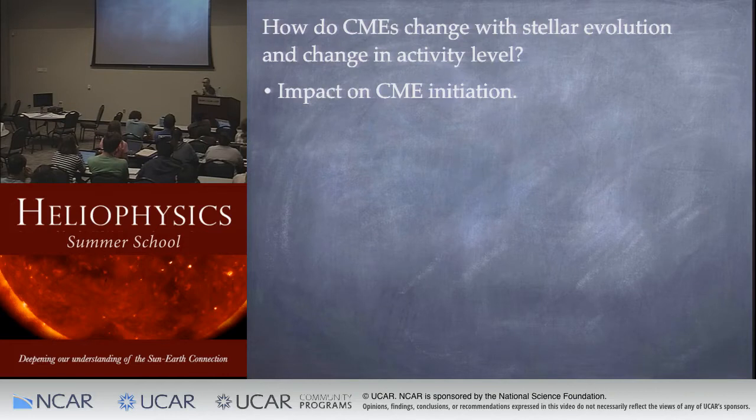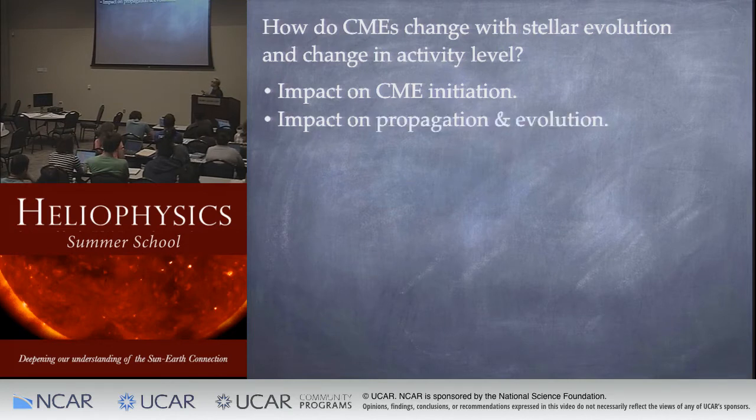Okay. So when we talk about CMEs, we need to look at certain aspects. If we talk about different stars, what is the impact on the CME initiation itself? CME initiation is still an ongoing, semi-open science question for the sun. And the question is, when we move across different spectral types, what will be the effect on the initiation itself? And then what's the effect on the propagation and evolution of the CMEs when they have already launched out? Okay, so we can distinguish between these two.